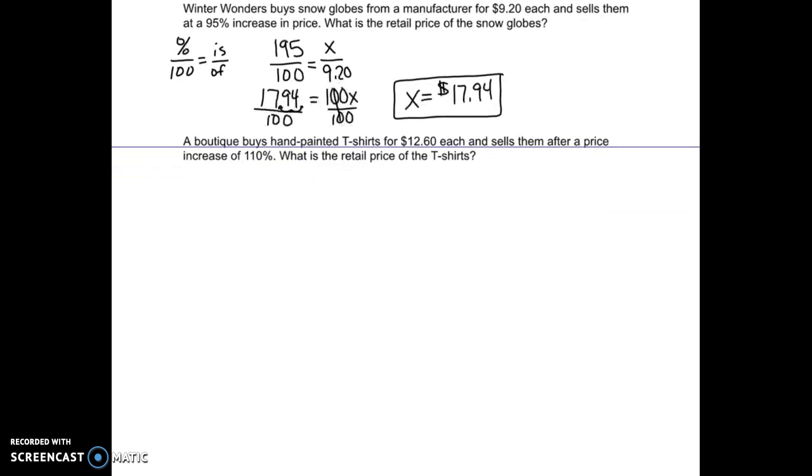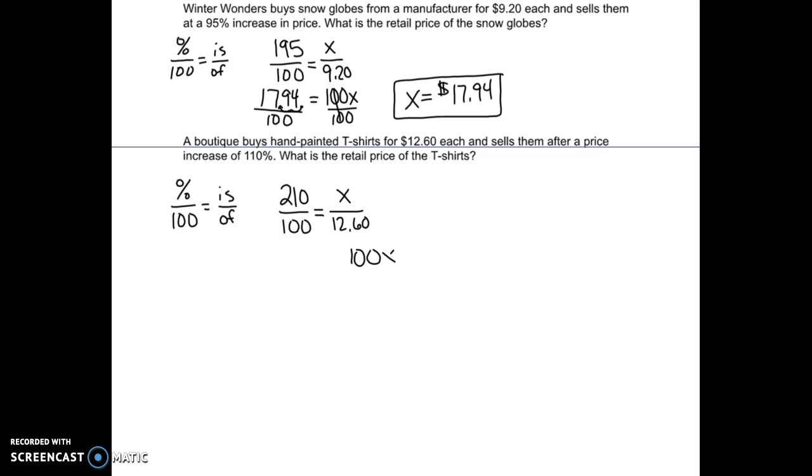And the second example says a boutique buys hand-painted t-shirts for $12.60 each. Sells them after a price increase of 110%. What's the retail price of the t-shirts? Percent over 100 is equal to is over of. So we're going to add 110% to the already 100% we have, so it's going to be 210 over 100 is equal to, we want to find out what the new price is going to be, so that's on top, and then 1260 is going to be on bottom.